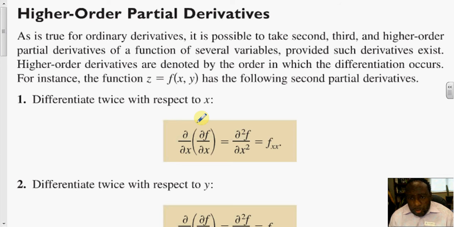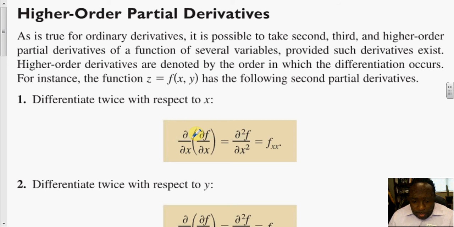Higher order partial derivatives. Here we talk about the notation of the higher order partial derivatives, and then we'll compute the second order derivatives. And when you do the second order, you have mixed terms. We'll compute that as well.